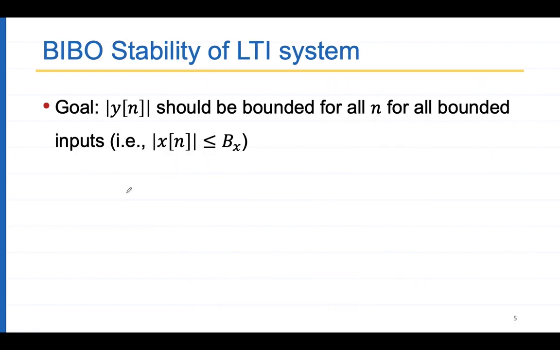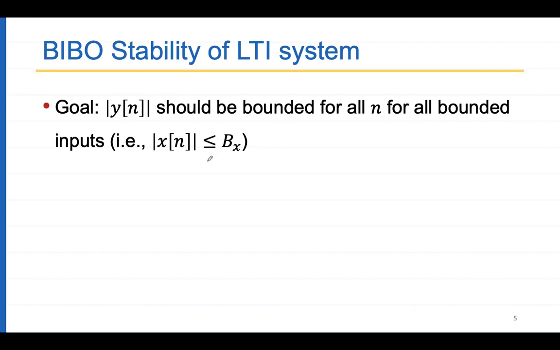Now let us consider the stability properties of an LTI system. So what is the meaning of BIBO stability? BIBO stability means my output y[n] should be bounded for all n if my input is bounded. So basically for all possible bounded inputs. Which means I choose any bounded input x[n] and pass it through the system, the output should be bounded for all n. So this is the meaning of BIBO stability.